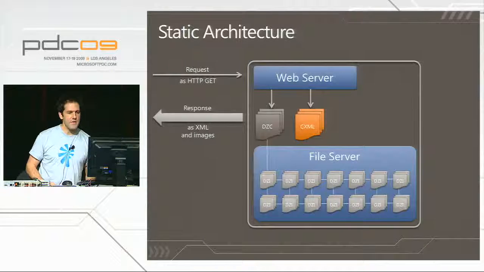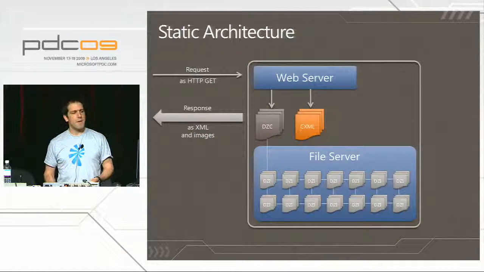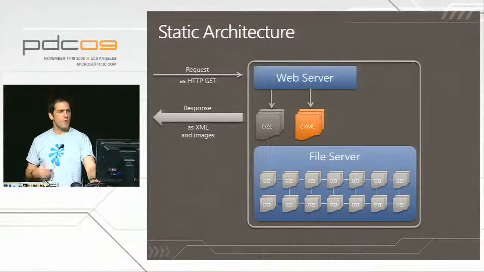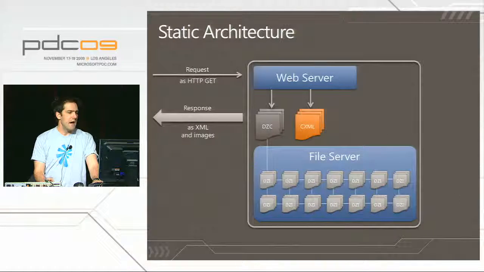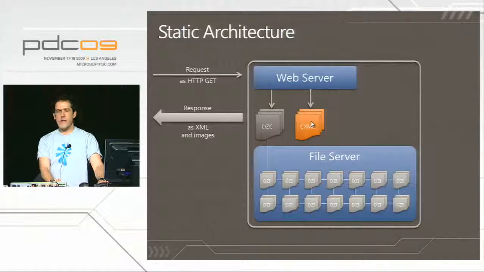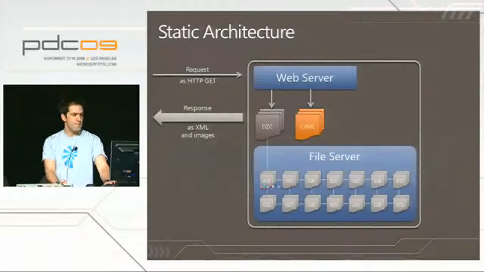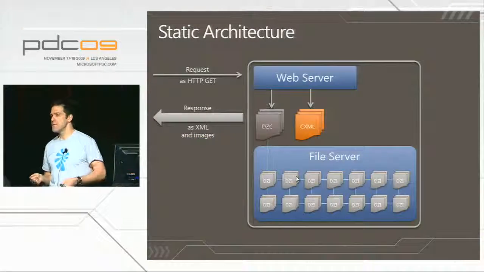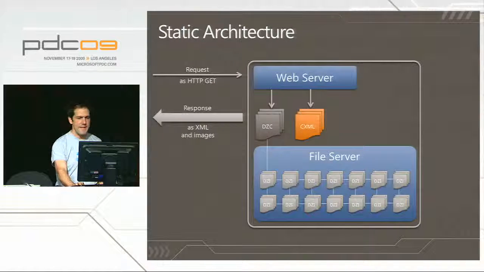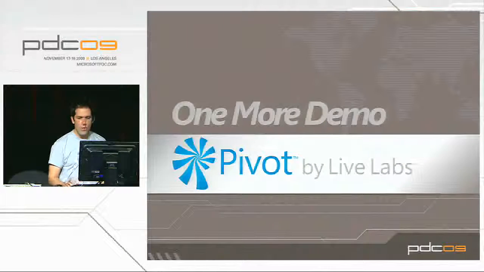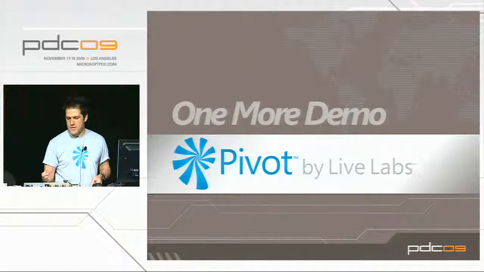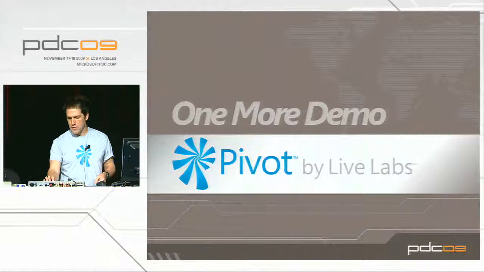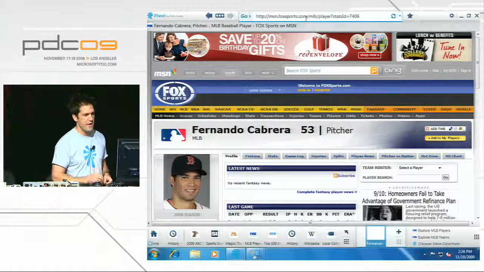The static architecture will look a little bit like this. We have a web server, and we have the DZCs and the CXML that we have to reference, and we're hosting these DZIs as individual blobs, basically. And that's it. It's pretty simple. So with that, it actually serves as a good segue to the second half of the demo.